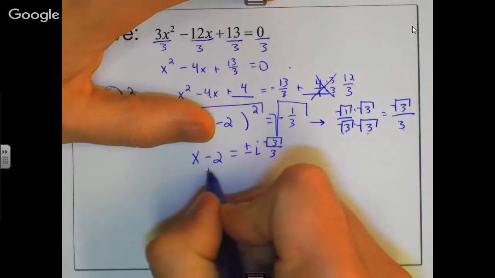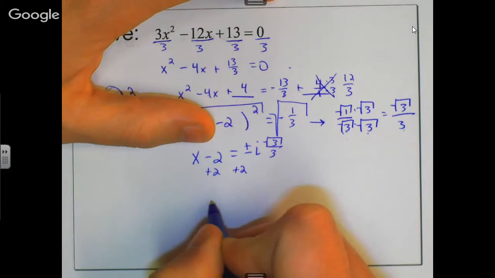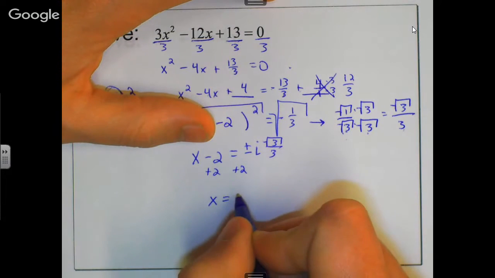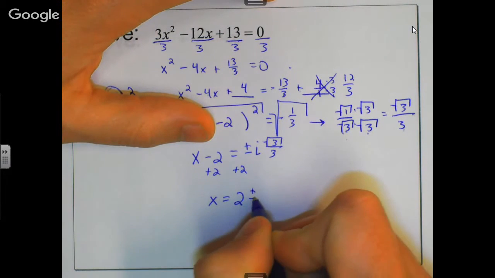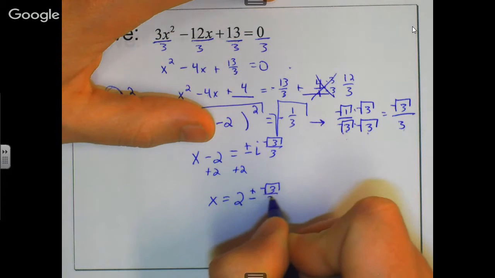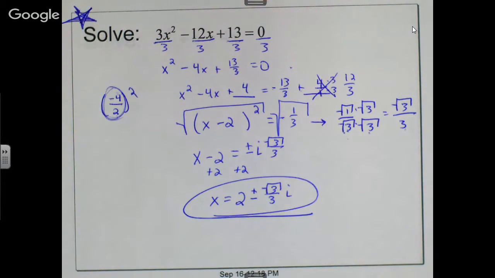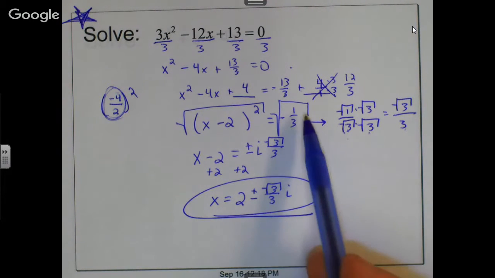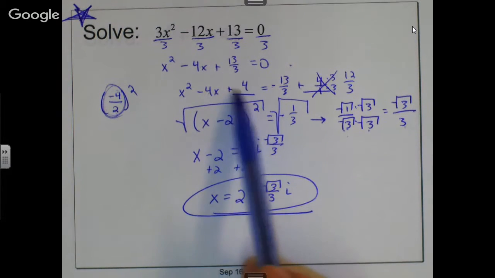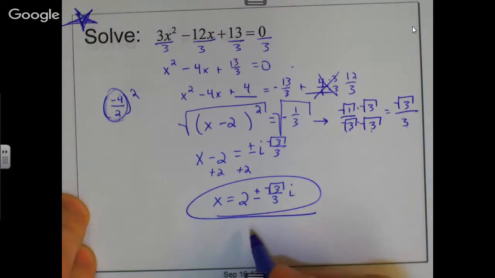Then we simply add 2. And we need to write it in a plus bi form. So we've got 2 plus or minus radical 3 over 3 i, and that would be my answer. Okay, so make sure we're writing it in proper form, we're getting the right number in here, and again, we're in a plus or minus bi.